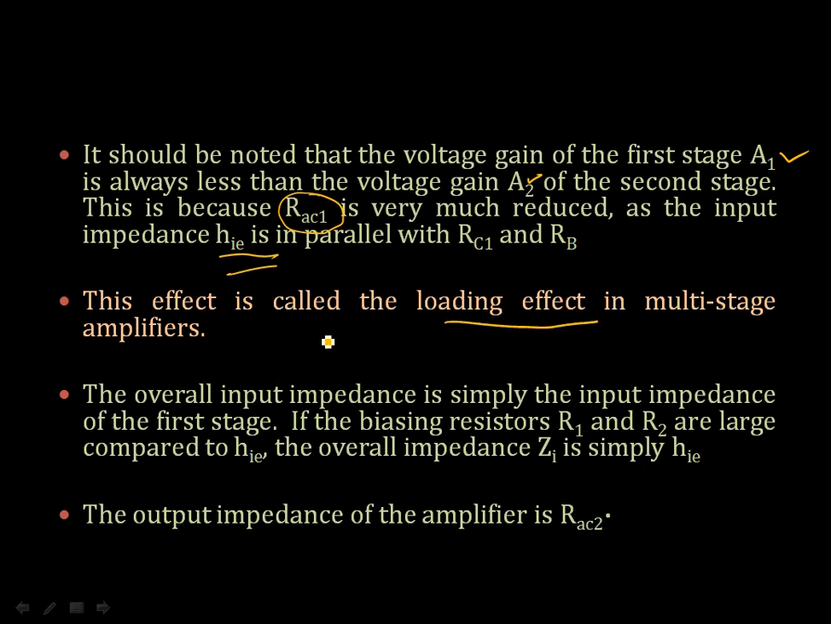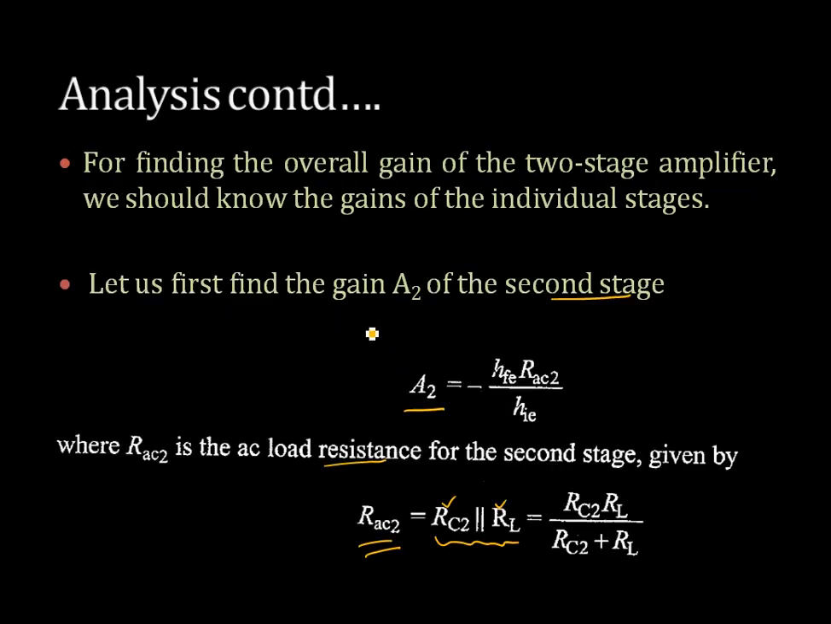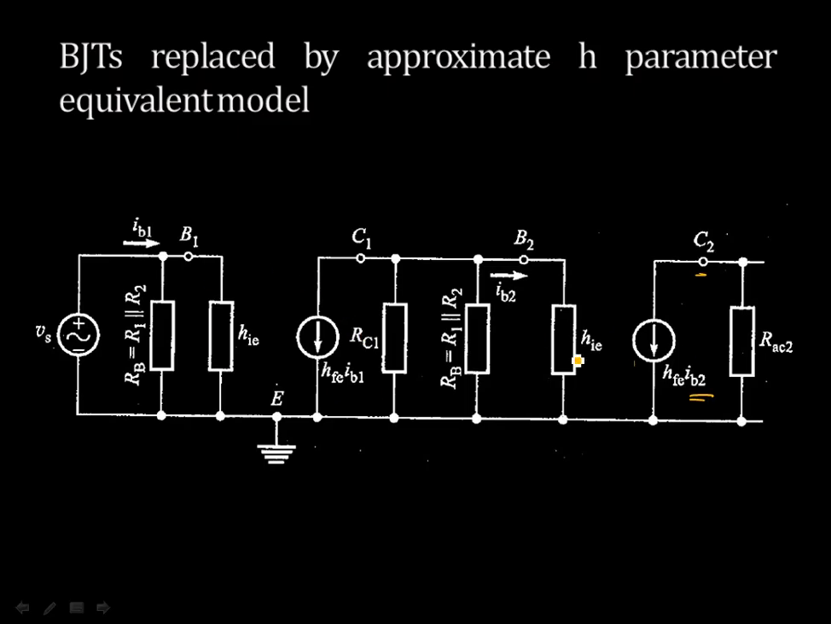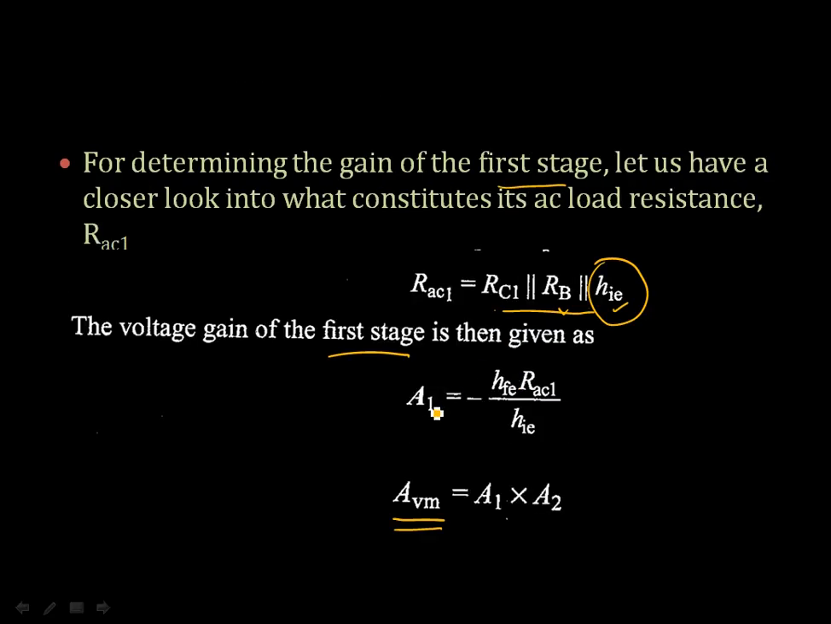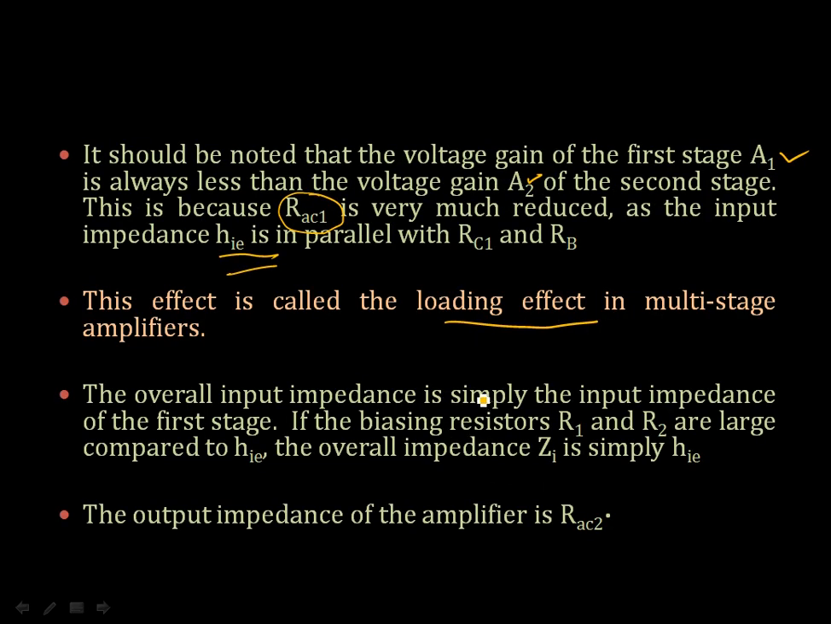So the gain is not simply the multiplication of the individual gain of each stage. That is, if you consider each of these stages separately as A1 and A2, then it is not the multiplication. If suppose the gain of this transistor was 60 and this amplifier part was 60, it is not simply 60 into 60, but this will be affected by this loading effect, because RC1 will be in parallel with RB and it is parallel with HIE. So you cannot simply multiply A1, A2. You have to find out A1, A2 separately. You cannot take them as equal. At the first stage, it will be lesser than the second stage. So this is known as loading effect in multi-stage amplifiers.